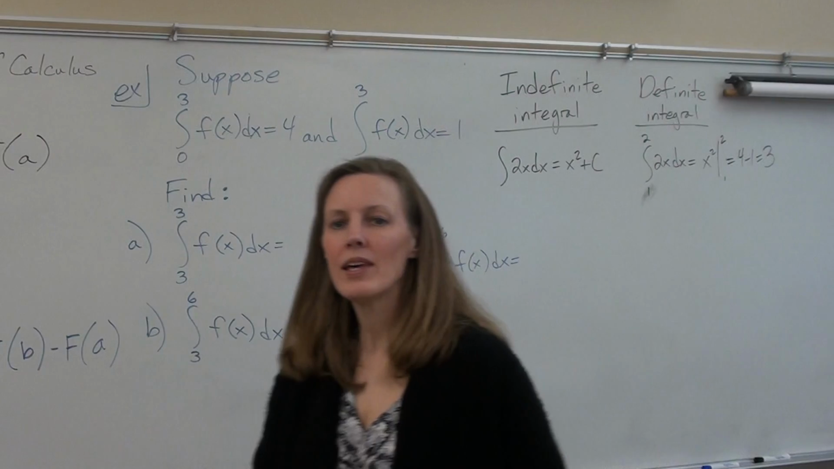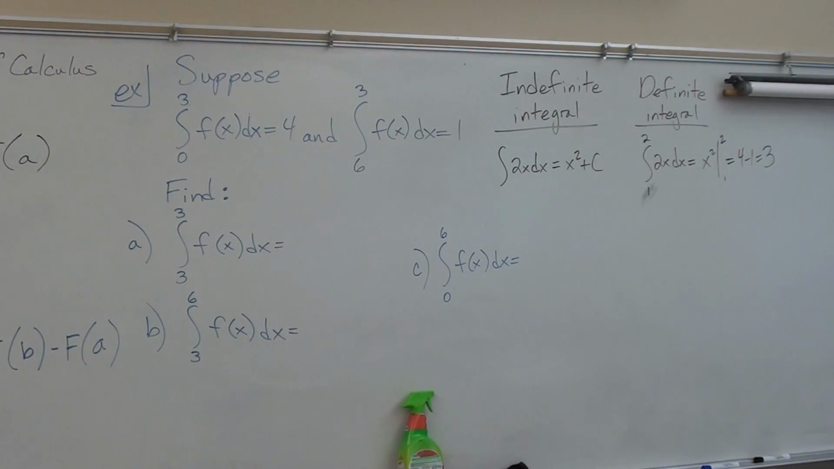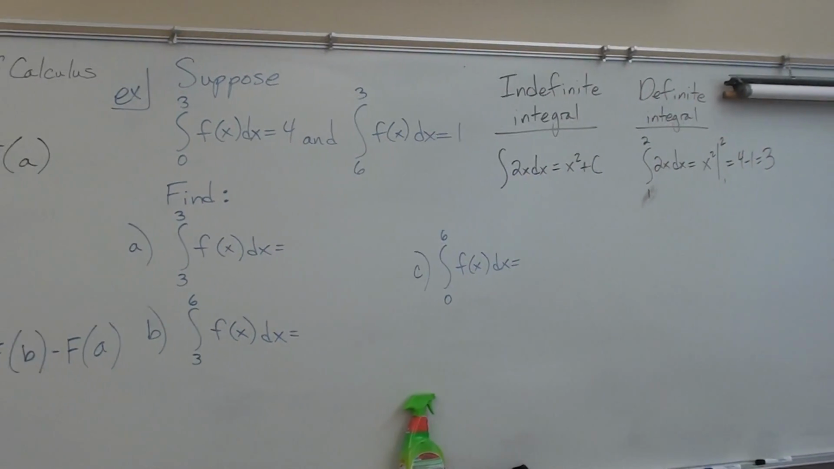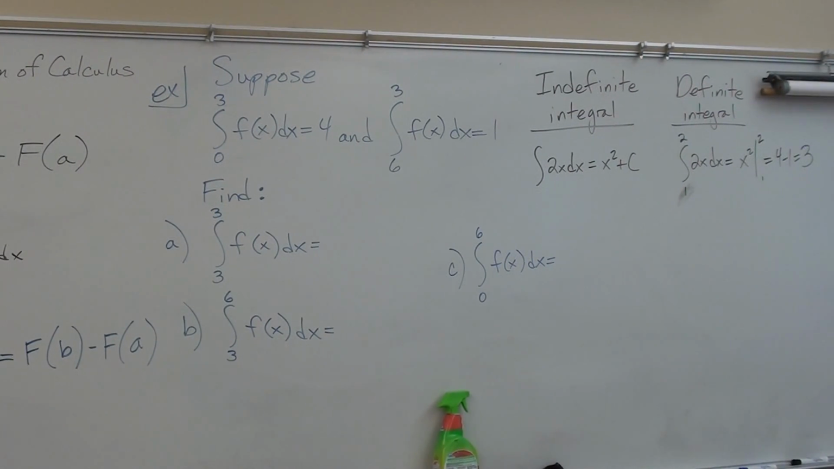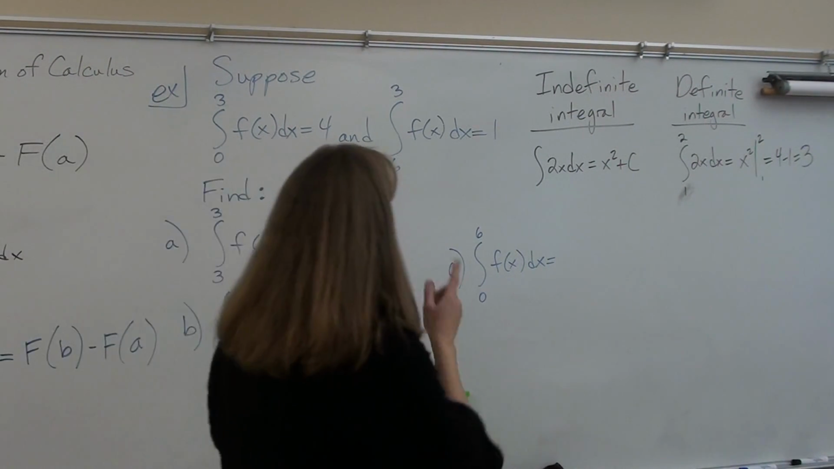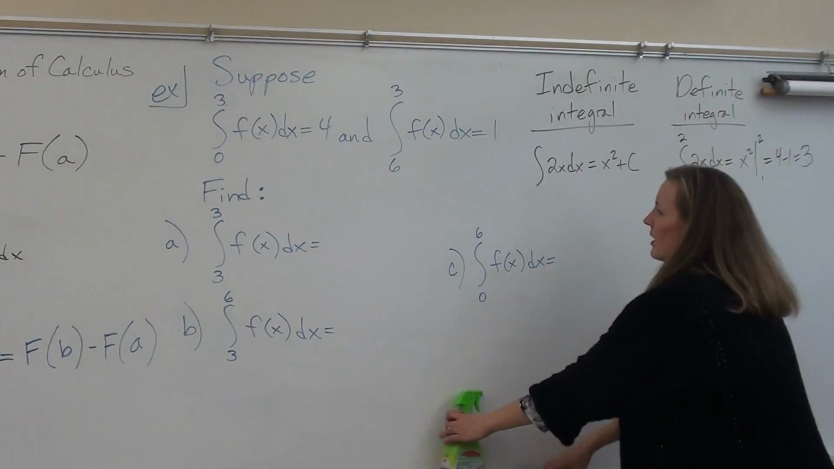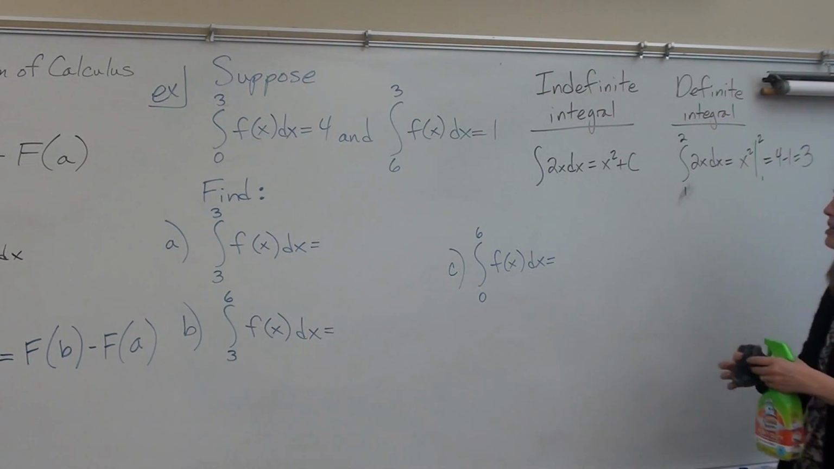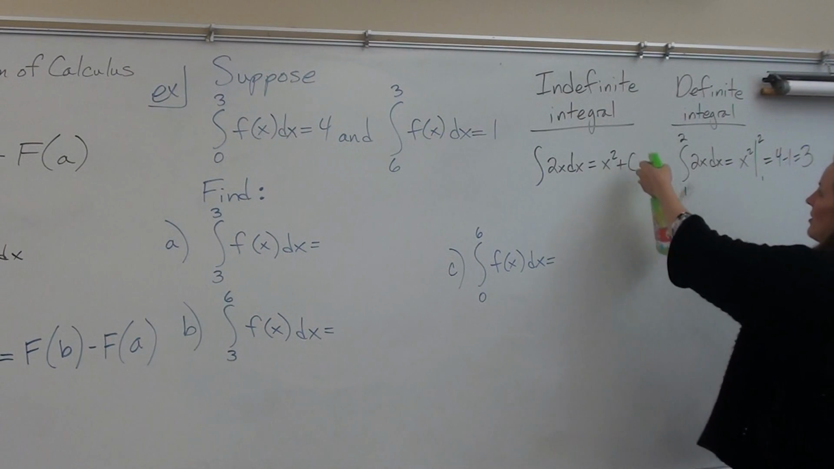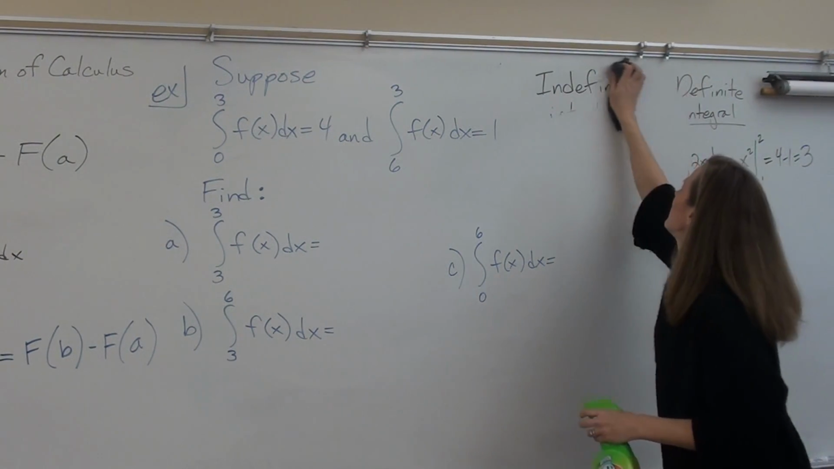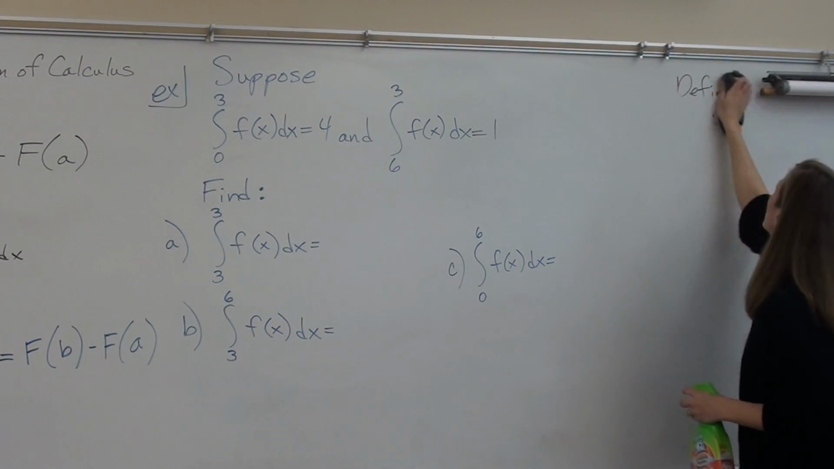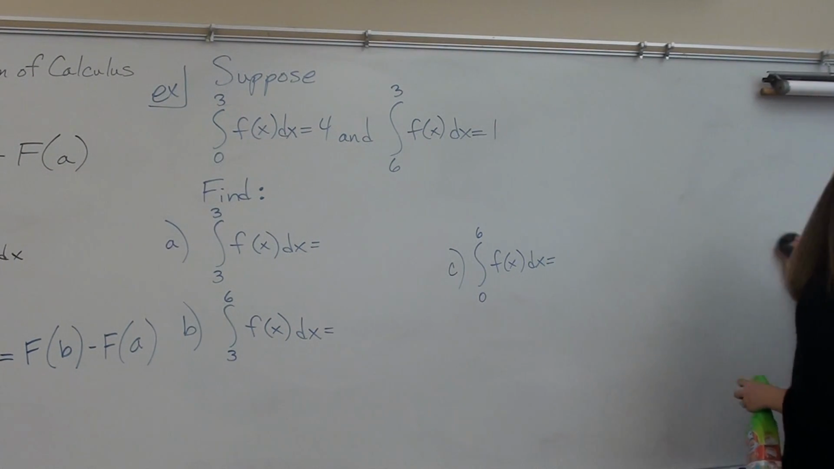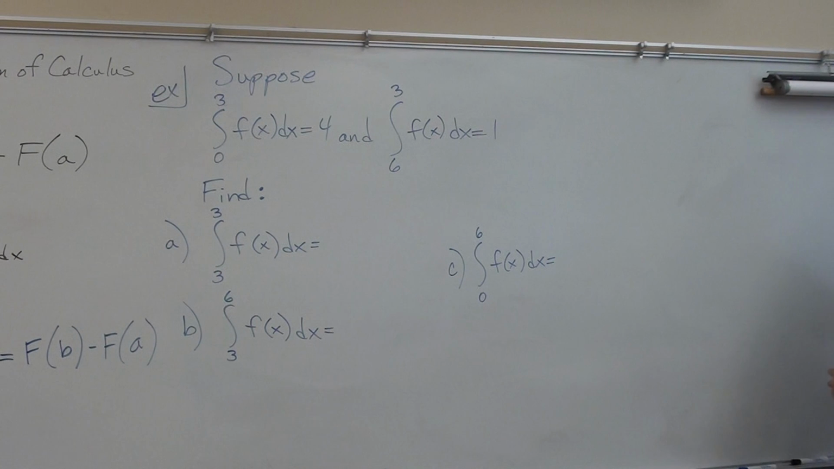Okay, so we're given that the integral from 0 to 3 is 4. The integral from 6 to 3 is 1. And you're going to use that information to find these three values. Go ahead and take a minute in your groups, see if you can figure them out. Alright, I got it. You get 0, negative 1, and 5.